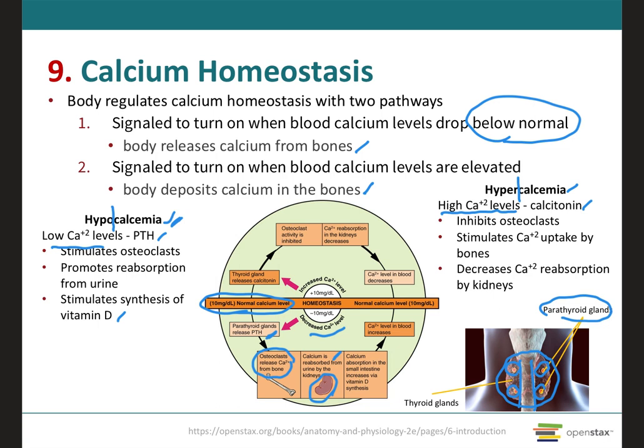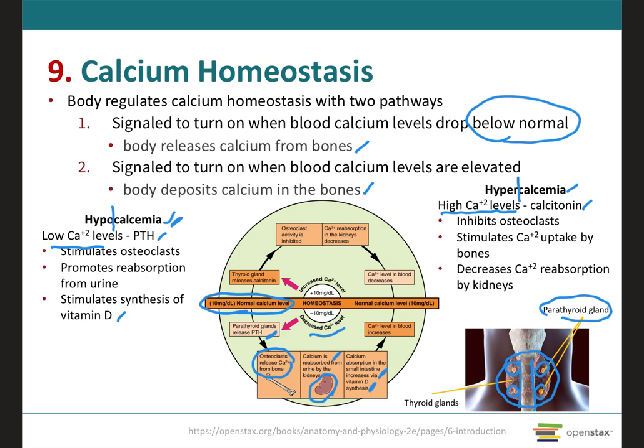Finally, the parathyroid gland will stimulate the synthesis of vitamin D, which in turn stimulates calcium absorption from any digested food in the small intestine. When all these processes occur and blood calcium levels return to normal, there is enough calcium to bind with the receptors on the surface of the cells of the parathyroid glands, and this cycle of events is turned off.